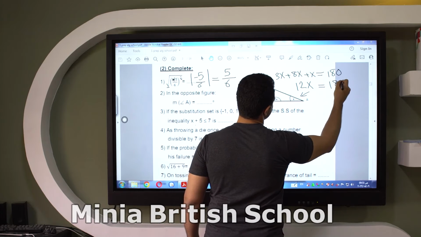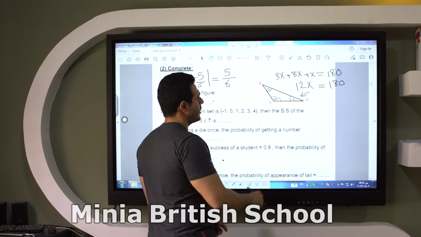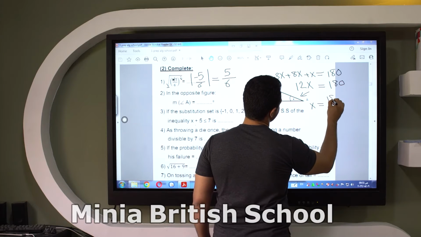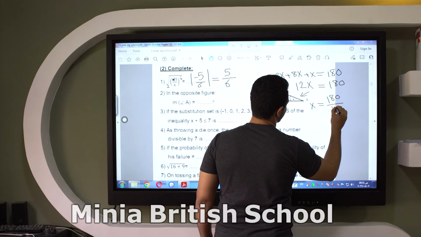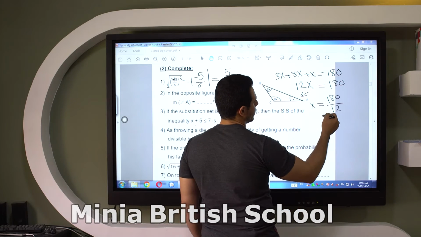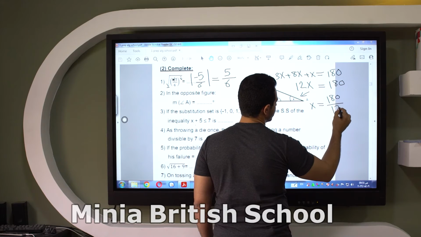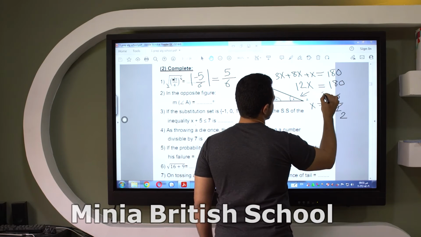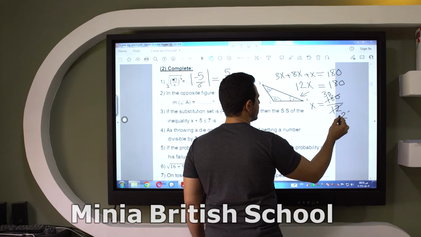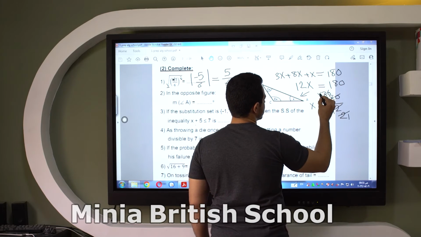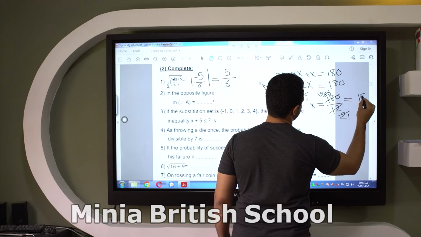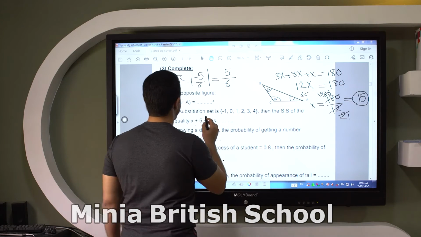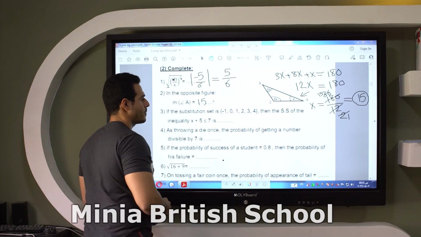Equals 180. Now let's find the value of x. x equals 180 divided by 12. Let's divide both numbers by 2, it will be 6 over 90, sorry. It will be 30, now divided by 2 equals 15. So the answer is x equals 15, and the measure of angle A equals 1x, so A equals 15.